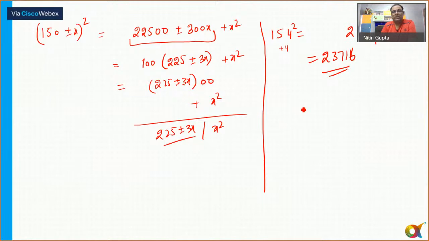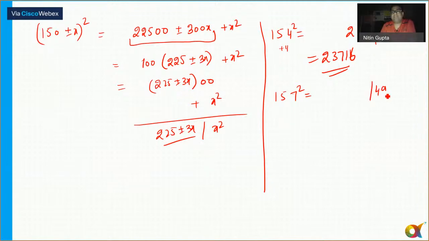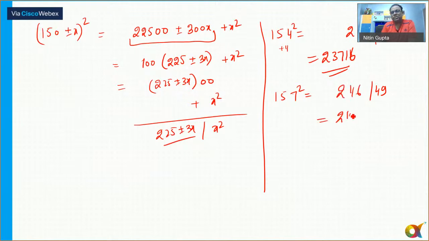Now, if I need to calculate the square of, let's say, 152 square or 157 square. If I need to calculate the square of 157, I can say 7 square, which is 49. And then 225 plus 7 into 3. So 7 into 3 is 21, and 225 plus 21. So 225 plus 1 is 226, then 236, 246. So the answer is 24649. That is the square of 157. So you all can do it orally. It's not very rocket science here. It's a very simple technique.